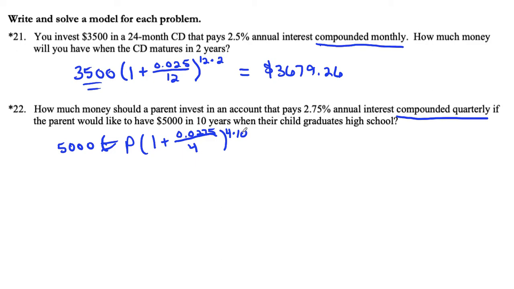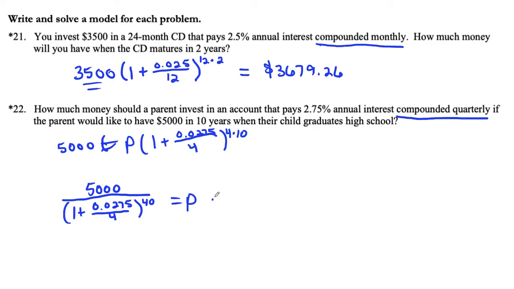And so again, I just want to solve for this algebraically first. So to solve for P, we're going to end up with 5,000 divided by 1 plus 0.0275 divided by 4 to the 40th power. Pretty simple to type into your calculator. Again, I'm going to trust that you can do that at this point.